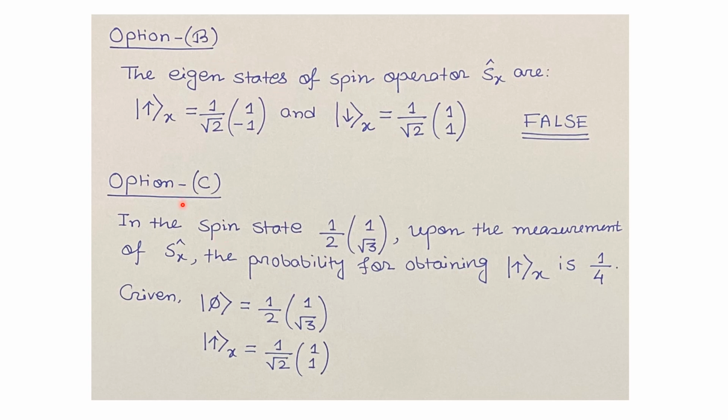Now option C, it is given that in the spin state 1 by 2 times the column matrix (1, root 3), upon the measurement of Sx cap, the probability for obtaining up spin is 1/4. So in our case, the given state phi is 1 by 2 times the matrix (1, root 3), and up spin state, that is 1 by root 2 times the column matrix (1, 1), that we have calculated in the previous slide.